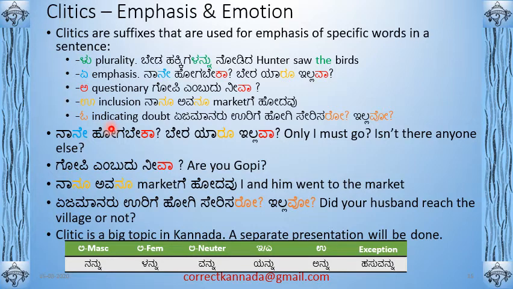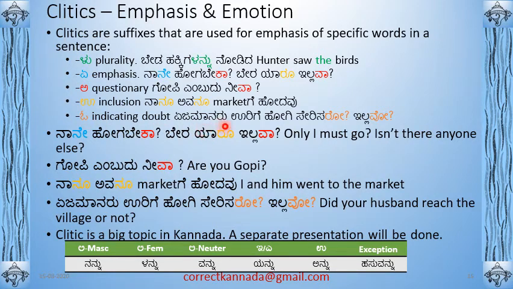Just keep this in mind. This is a grammatical concept in Kannada where you use a specific letter added to any word in a sentence to indicate some kind of an emotion. Think of it that way. Okay. Here o, an example of o, indicating doubt.